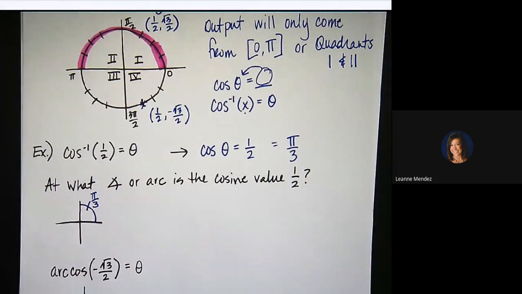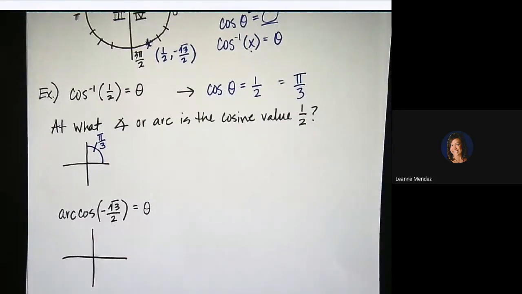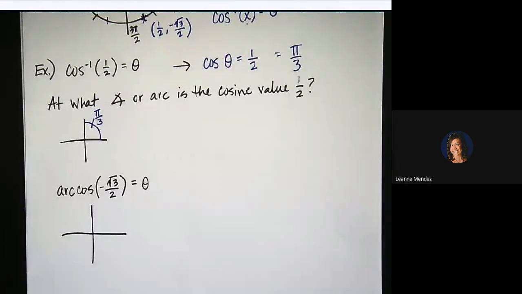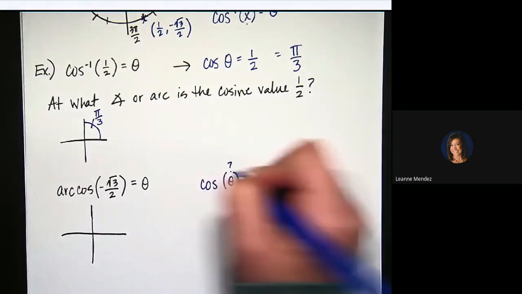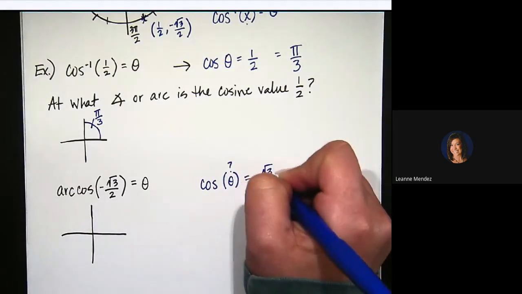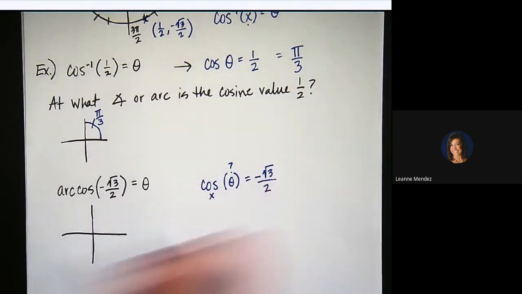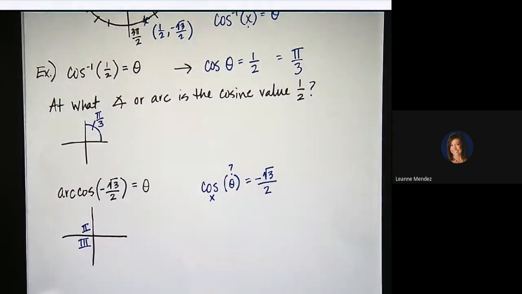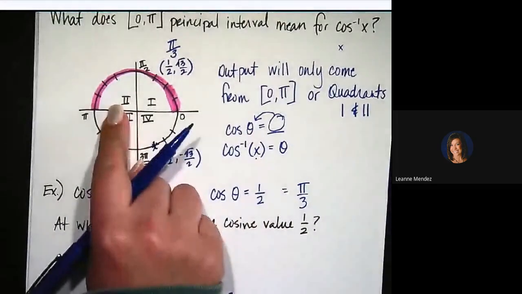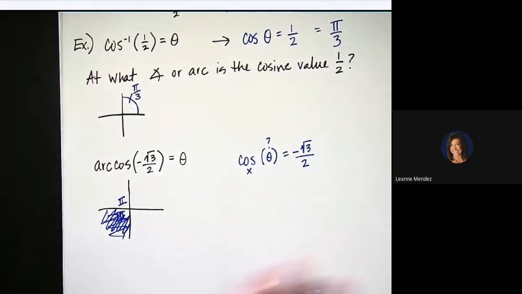Okay, let's try another one. Here's that different notation, arc cosine of negative root 3 over 2. I want to know the cosine of what angle equals negative root 3 over 2. Well, cosine again is referring to the x value. Where are the negative x's? Negative x's happen in quadrants 2 and 3. But based on my principal interval, I can only give output values from quadrants 1 and 2, so I'm going to ignore quadrant 3.